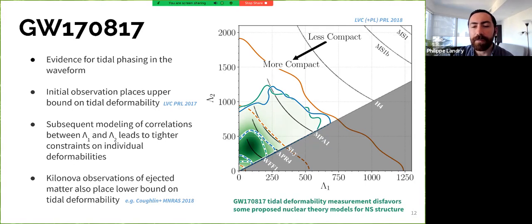And the constraint that you end up with when you take these correlations into account is shown here. The green shading is the posterior, and the 90% credible region is shown with the green solid line. And the takeaway is basically, here you have different equation of state models that are making predictions for lambda 1 and lambda 2 for the observed masses in this system. Some of the stiffer ones are ruled out, and the softer ones tend to be preferred down here at the bottom.